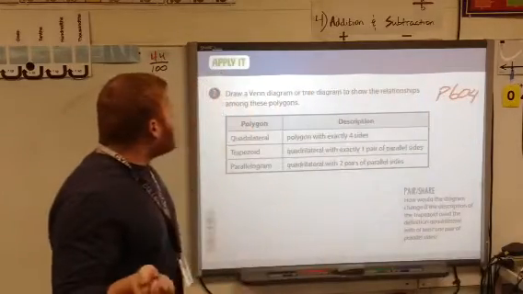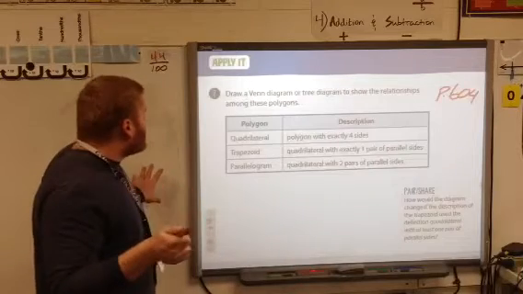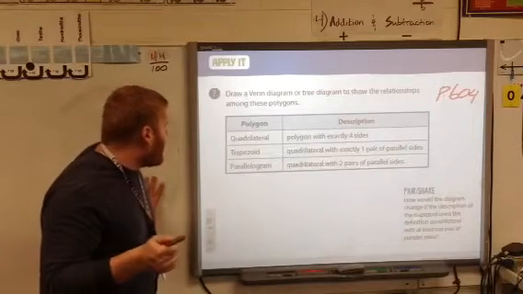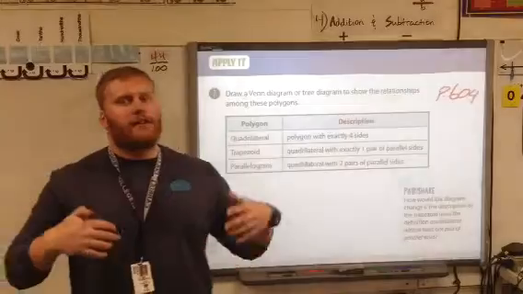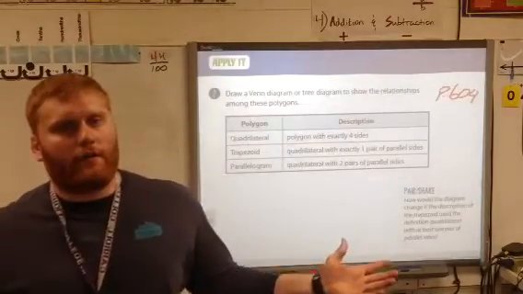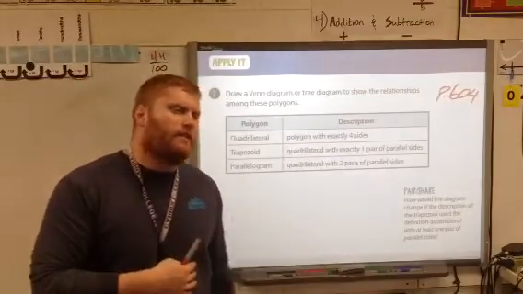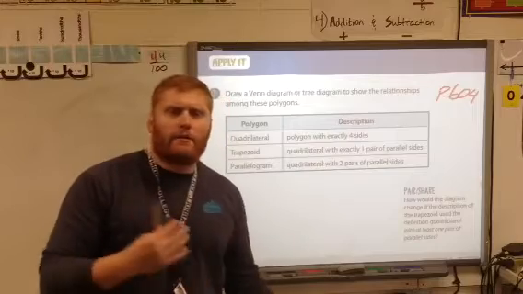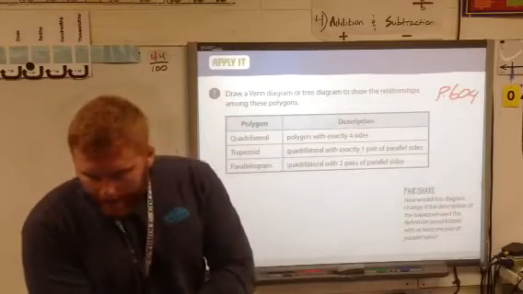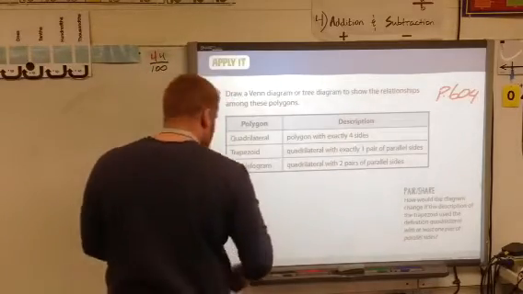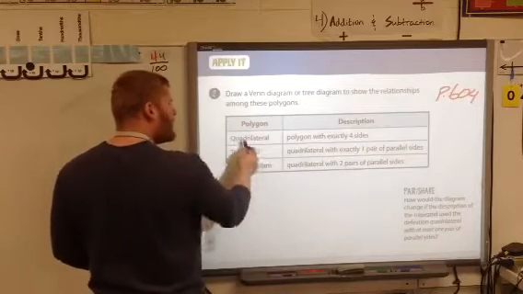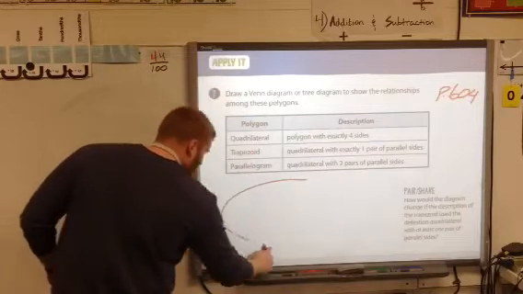Okay, it says draw a Venn diagram or tree diagram to show the relationships among these polygons. Once again, it's asking us to choose one of each. We just got done doing a tree diagram, so let's go with Venn diagram. I know that I need a big circle. I think, yeah, we only got 3 shapes. I think I can fit it on here.